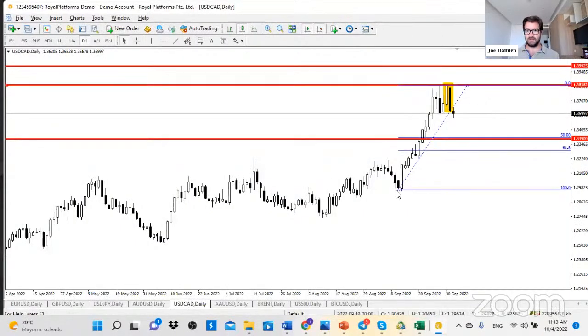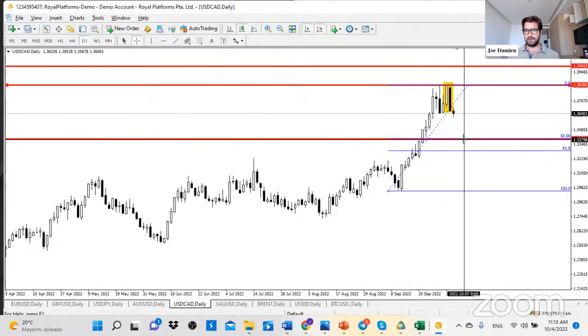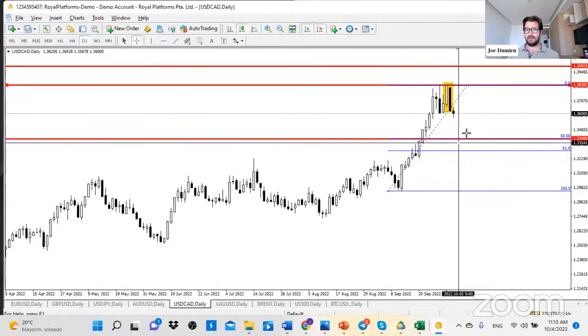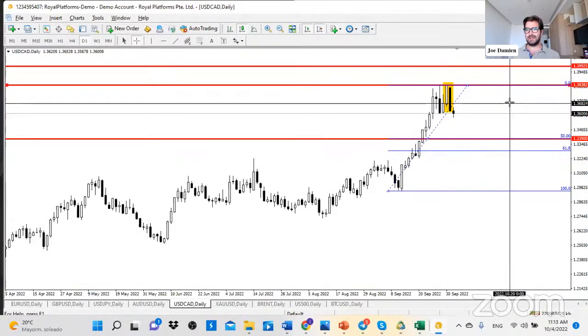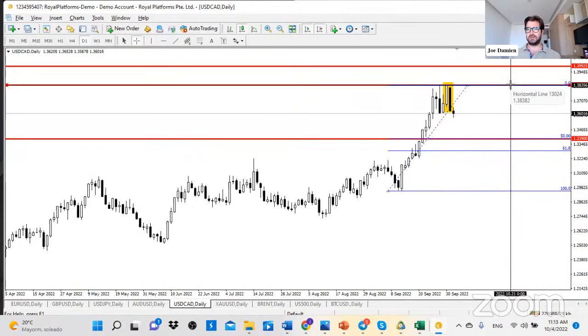Yeah, we have the 50% retracement level just at this support. So most probably the market will move to the downside here, and then we should start to think of buying the USDCAD all the way up to this level again, 138.35.